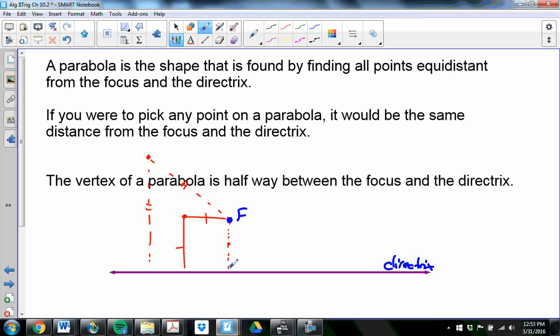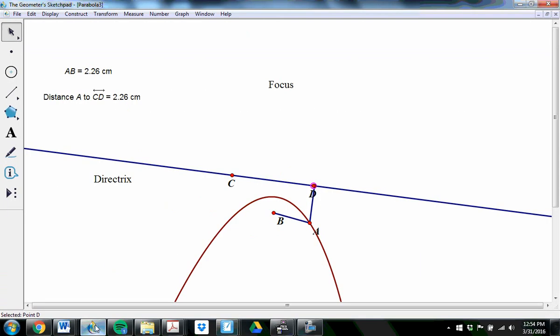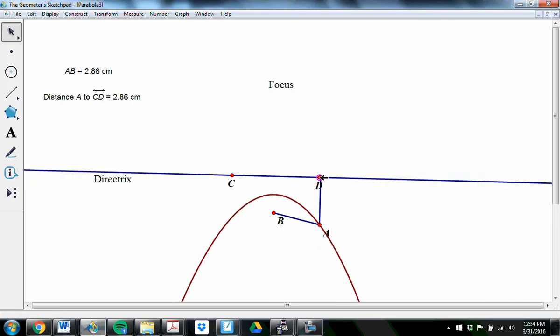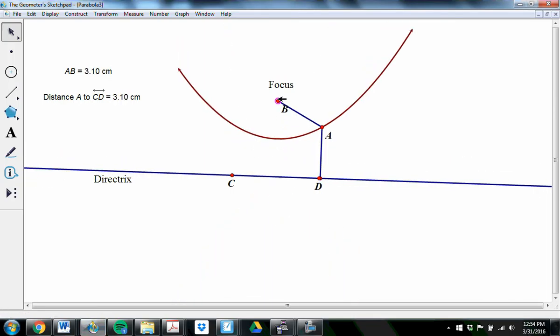And if I graphed all the points that have the same distance from the focus and the directrix, it's going to look like that. This isn't a perfect example, but this distance here is supposed to be matching this distance there. It's actually pretty good. We can look at a better example here on my sketch pad. Here is the directrix that I've made, and here's a focus.